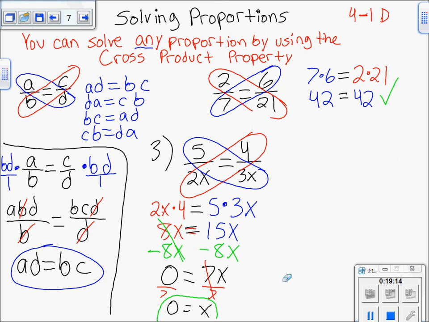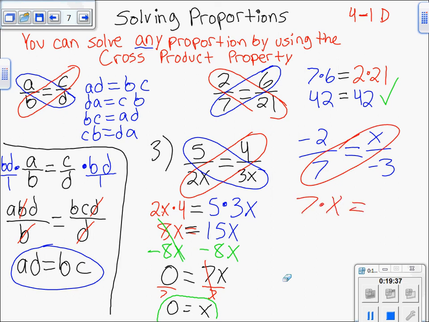No matter what you do, all proportions can be solved using the cross product property. So like I said, we'll do one more example. We have negative 2 over 7 equals, and we'll make this a negative 3 down here, and this will be our blank. So now, this one's going to give us an ugly answer, but that's okay. So now we're going to use the cross product property. We're going to do 7 times x, which gives us 7x.